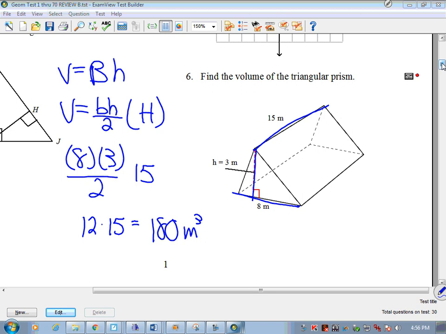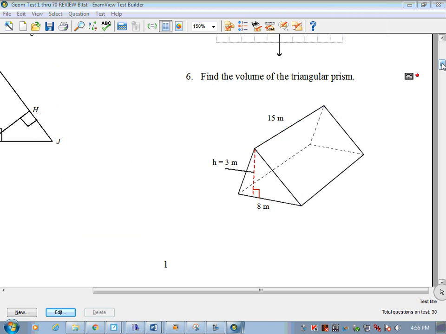A lot of mistakes that people make there are taking 8 times 15 for the base and then multiplying that by 3, and it just simply does not work. Okay, because it's not a rectangular prism.